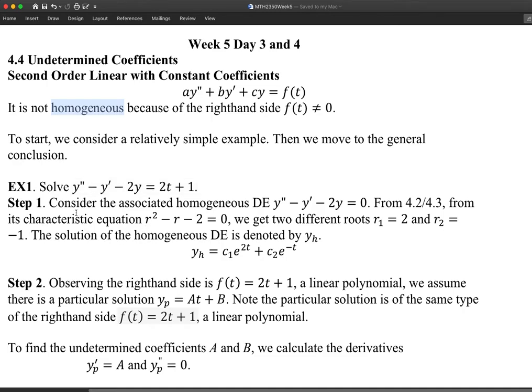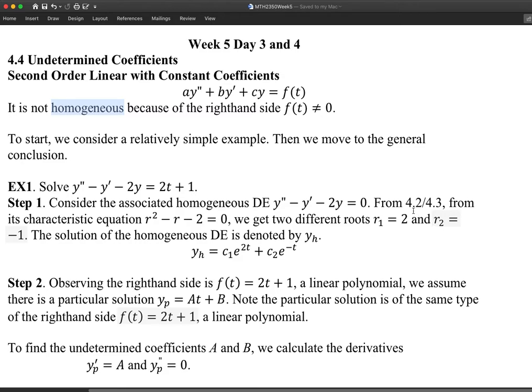First, I pretend this differential equation is homogeneous. According to the topics we covered in 4.2 and 4.3, it has a characteristic equation, right? It's a quadratic, and it can be factored as r minus 2 and r plus 1. So there are 2 roots: r sub 1 is 2, r sub 2 is negative 1.